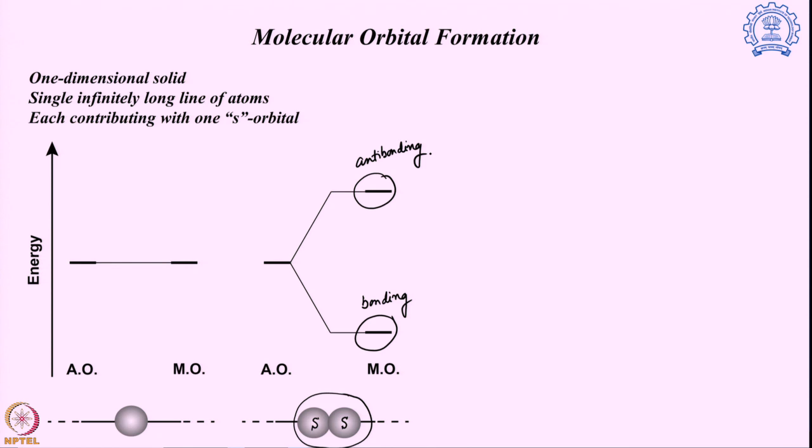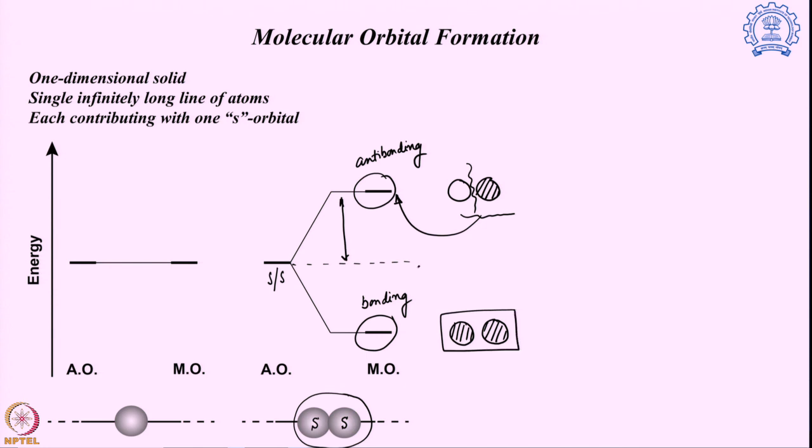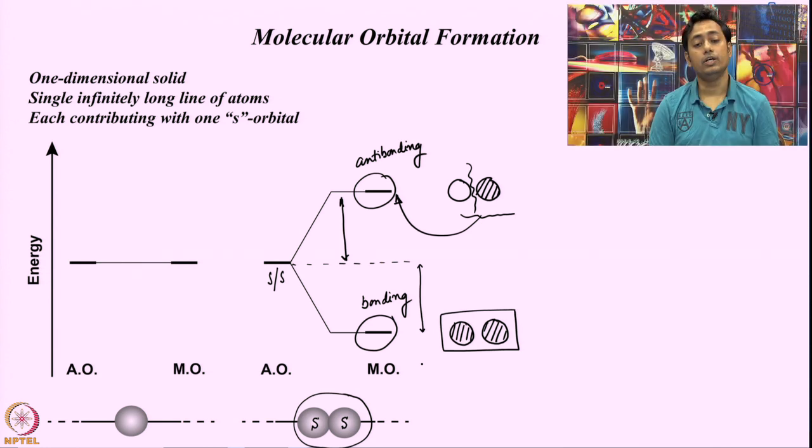And why is there one bonding and one anti-bonding? Because these two s orbitals can combine in two different ways. In one way, both the s orbitals can have the same symmetry, so this is going to be the bonding interaction. On the other hand, these two orbitals can have opposite symmetry, so there is a node where no electron density is possible. That is why this interaction makes this energy higher compared to the original energy of the atomic orbital. Whereas the favorable bonding interaction stabilizes the system with respect to the atomic orbital. So that is what happens when I bring two atoms.